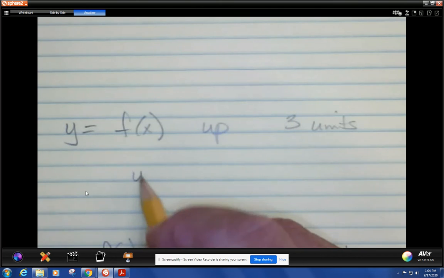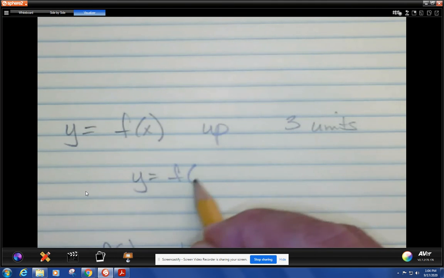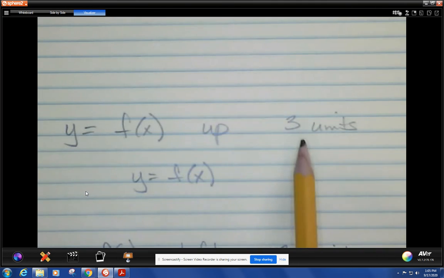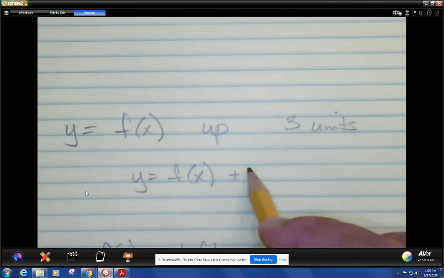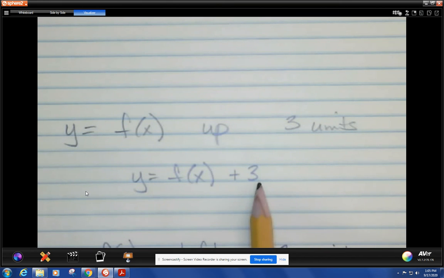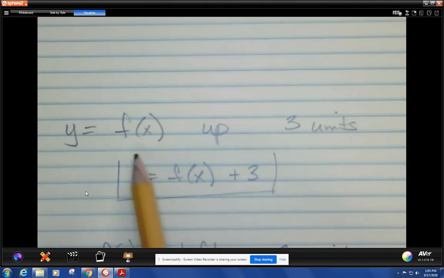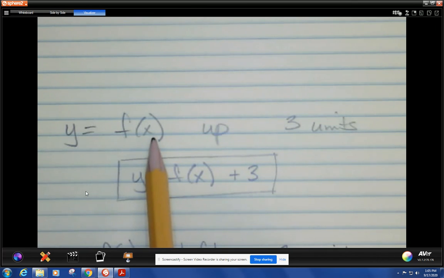Well, I'm going to go ahead and write y equals f of x, but remember, if it goes up 3, that means a vertical change. So I need my +3 to be out here on the right side of my equation. So this would be the proper answer for that. If I'm trying to translate y equals f of x, which is my parent function, up 3 units, then I need to put a +3 out here.